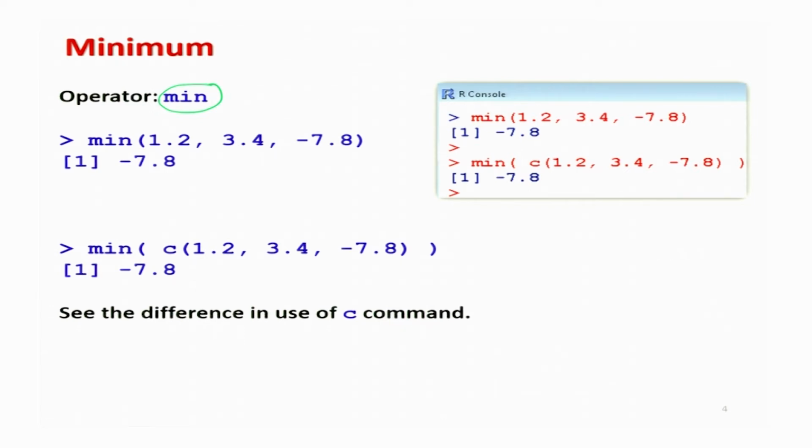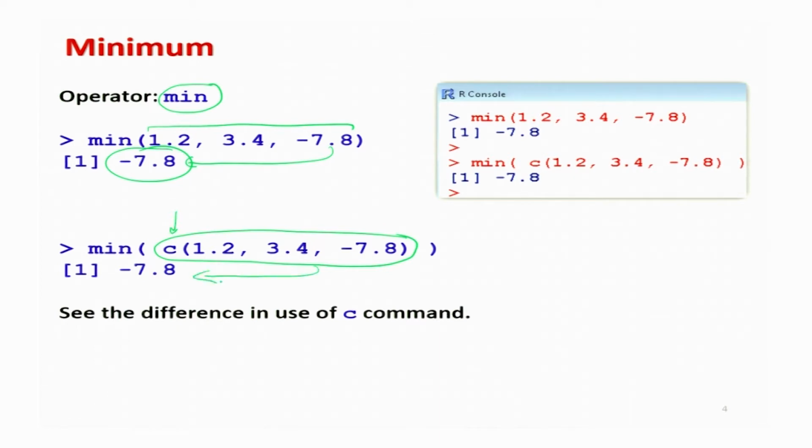So, once again, in exactly the same way, if you are trying to write down 3 numbers 1.2, 3.4, minus 7.8, then the minimum value among all of them is minus 7.8. And in this case you are not using the concept of data vector, you are simply giving the values inside the parenthesis. Now, if you try to do the same thing, but you use the concept of data vector and you input your data using the command C, then once again the answer comes out to be the same, minus 7.8, right.